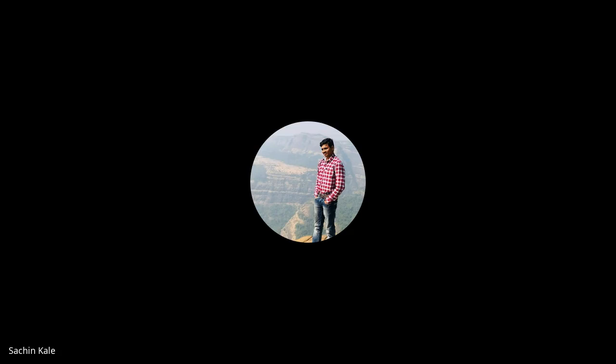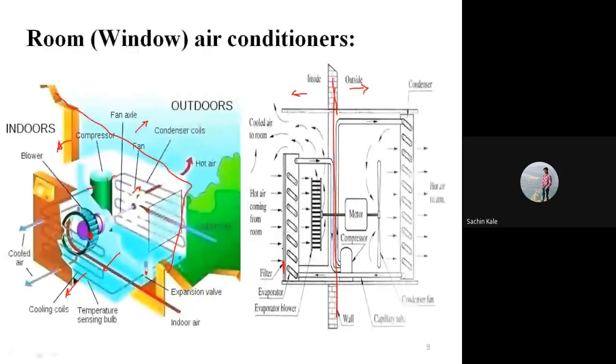So inside the room there will be the evaporator. Here you are observing that there is a filter. At the outside of the evaporator there is a filter, and that filter will filter the air.